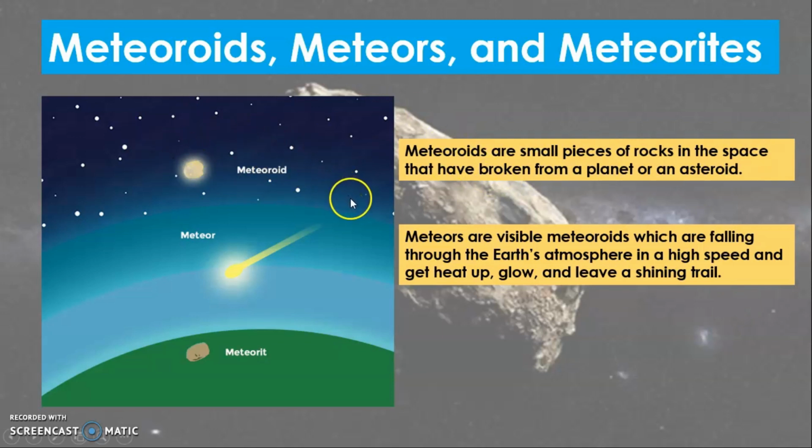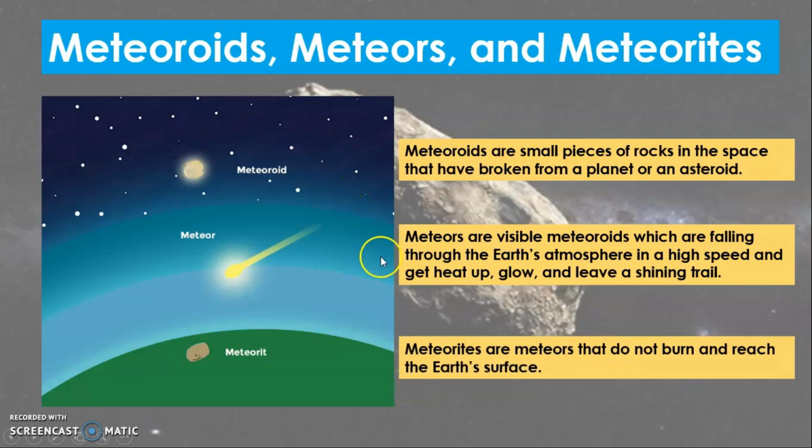What about meteorites? Meteorites are meteors that do not burn and reach the Earth's surface. So it's just falling and reach the Earth's surface right away. Okay, you can see the picture here. Look at the location. Meteoroid, meteor, meteorite.